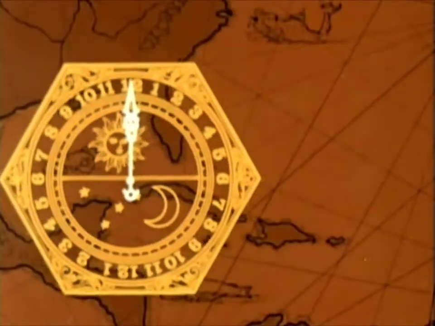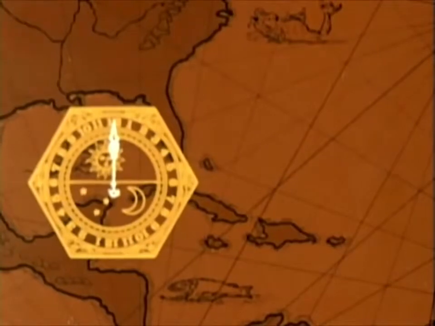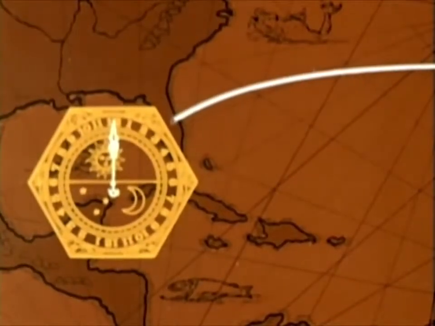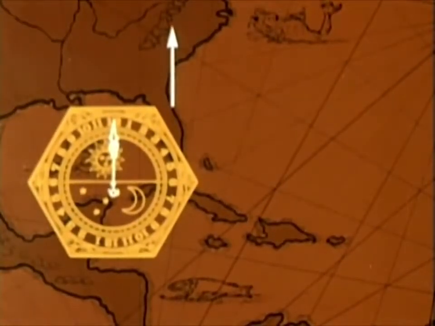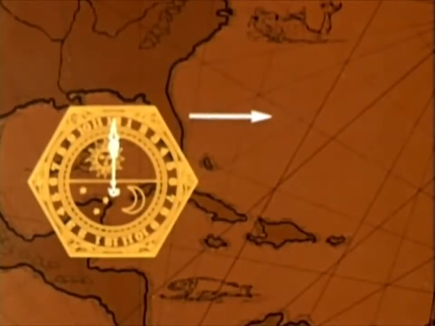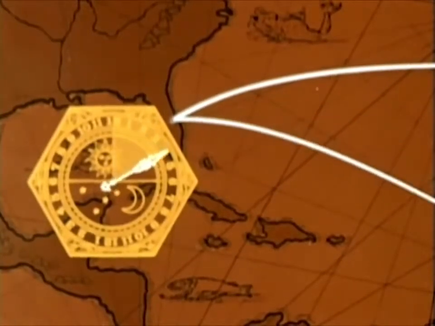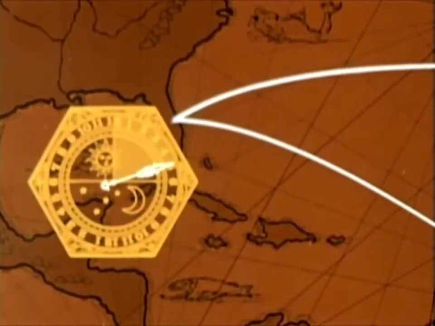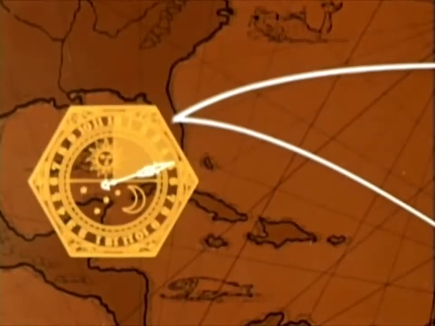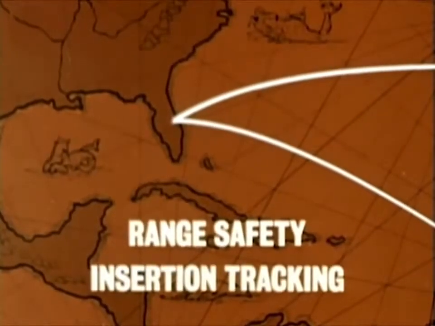The duration of the daily window is directly related to the range of allowable launch azimuths. A launch azimuth is simply the direction measured from due north along which you launch. A launch due north would be on an azimuth of 0 degrees. A launch due east would be on an azimuth of 90 degrees. The larger the window, the larger the required azimuth range. The limitation of the launch azimuth on the daily window is defined by range safety requirements and insertion tracking requirements.